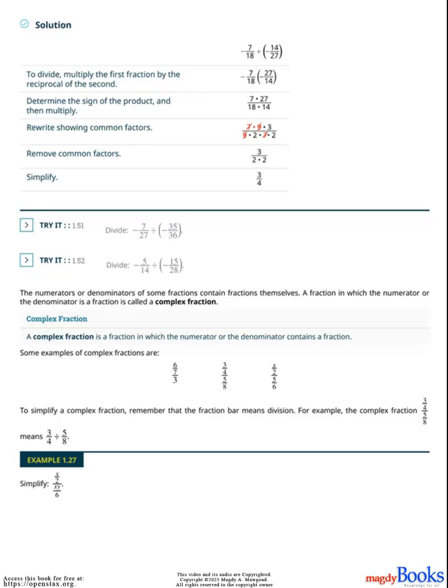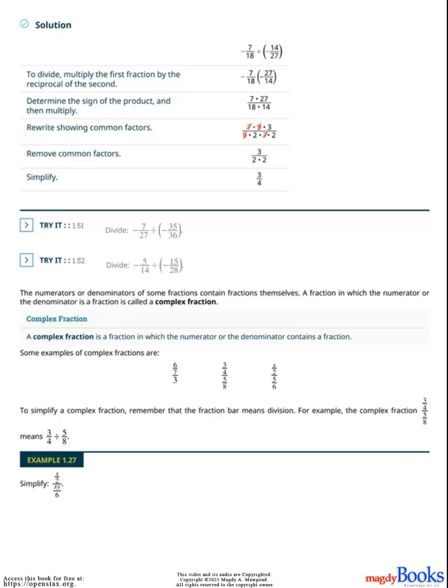Try it 1.51. Divide. Negative 7 over 27, all divided by, open parenthesis, negative 35 over 36, closed parenthesis. Try it 1.52. Divide. Negative 5 over 14, all divided by, open parenthesis, negative 15 over 28, closed parenthesis.